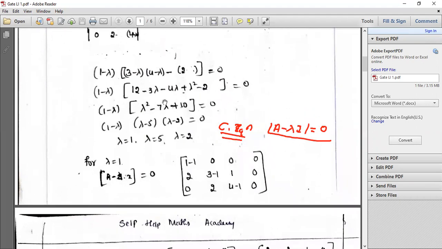Okay, so this is a quadratic equation. After multiplication I should get 10, after addition or subtraction I should get minus 7. So if I get the factors, it is minus 5 and minus 2, that is lambda minus 5 and lambda minus 2. So therefore all the three equations, if you see, it is 1 minus lambda, lambda minus 5, lambda minus 2 is equal to 0. So clearly lambda is equal to 1, 5 and 2 are the eigenvalues.